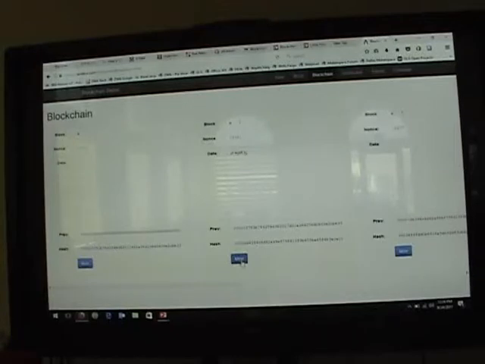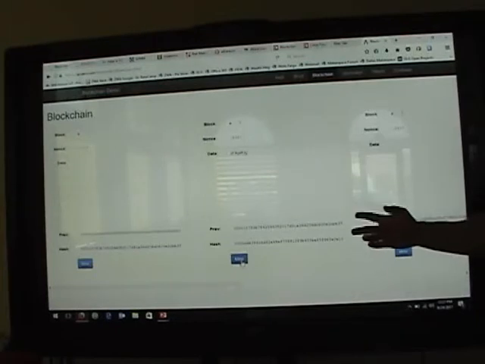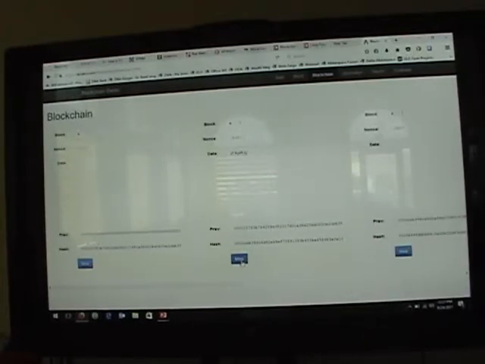Now, if I break one in the middle, every one of those after is going to have to be remined. It doesn't sound like a big deal, but it is a big deal whenever you consider how much compute time and power it takes to do the mining. Now, this is a demo, so it only took a couple of seconds. That's not the case in real world use.